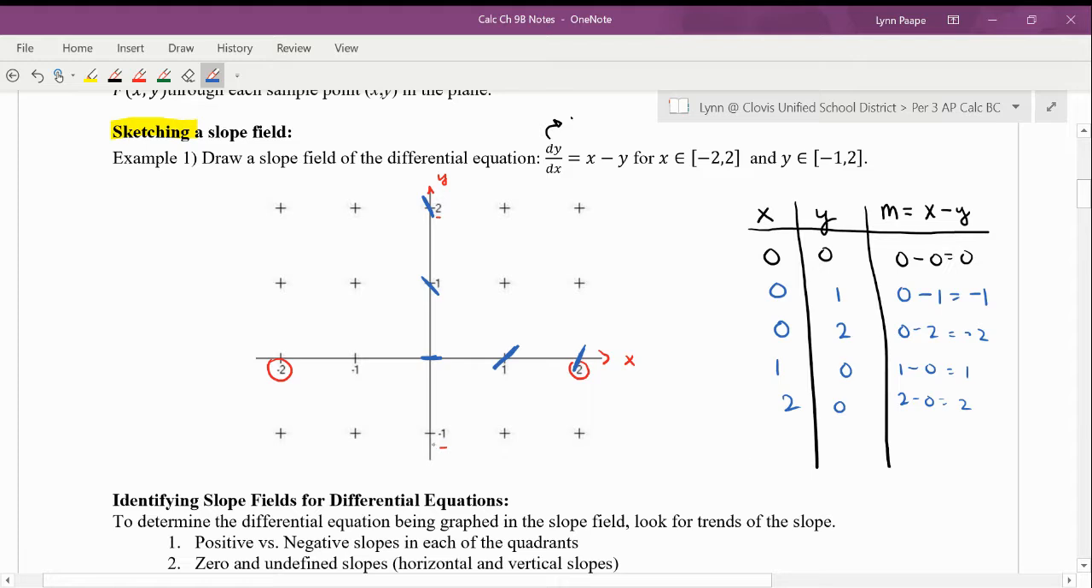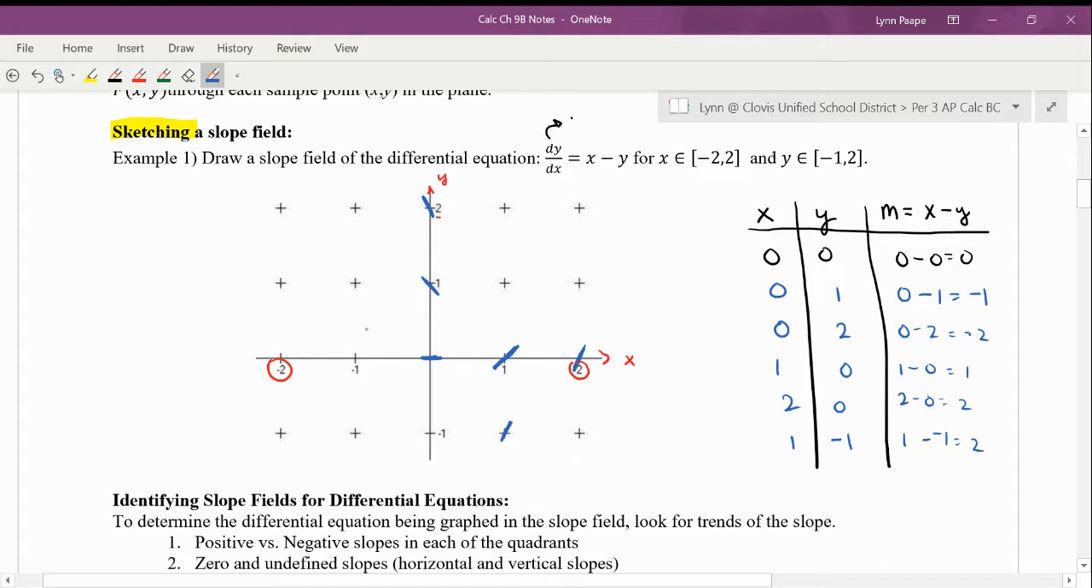And then let's do a negative just for fun, so let's do this one down here. So 1, negative 1, so that would be 1 minus negative 1 for a slope of 2. I would try to make it mirror that one, but it doesn't need to be precise. And then I have that random line there. And so that's how I would sketch a slope field.